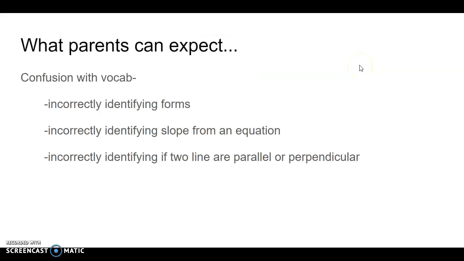What parents can expect is confusion with vocab, and students are confused on basic vocab when they're incorrectly identifying forms and incorrectly identifying slope from an equation. So that just comes down to making sure that you have these memorized, and it's more of a vocab issue, and understanding that we only know slope when we have point-slope form or slope-intercept form. Also, incorrectly identifying if two lines are parallel or perpendicular is another way that it could just be a vocab issue and confusion with vocab.